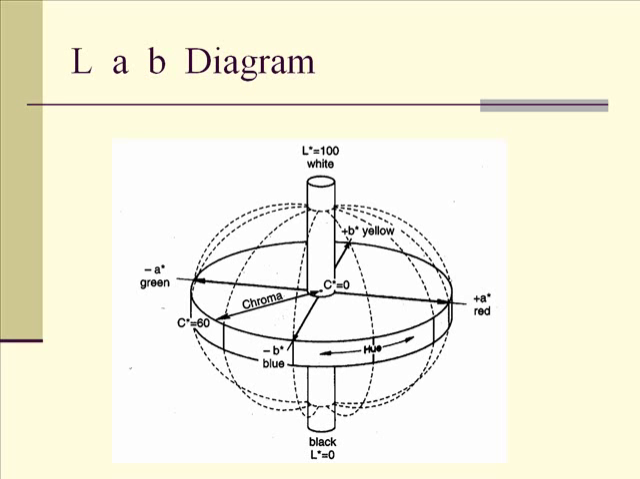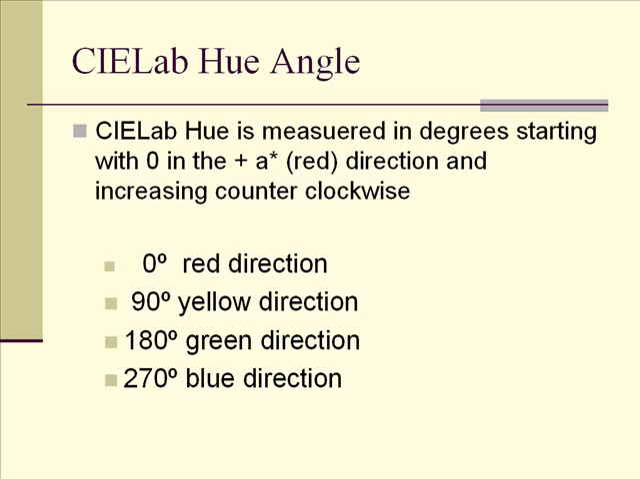All right, so those are some diagrams or some pictures of CIELAB space. Let's talk about the actual numbers. First one is the hue angle. It's measured in degrees, starting with 0 at the plus A or the red direction and increasing counterclockwise. So I could give you a number in terms of degrees for hue angle, and you could find out what the hue of that color is.